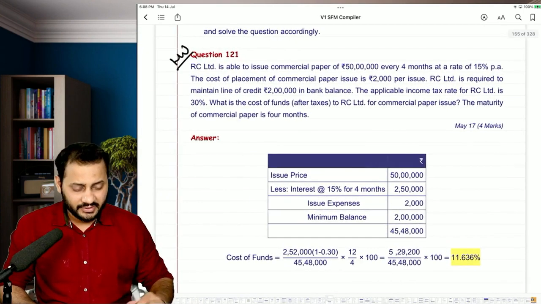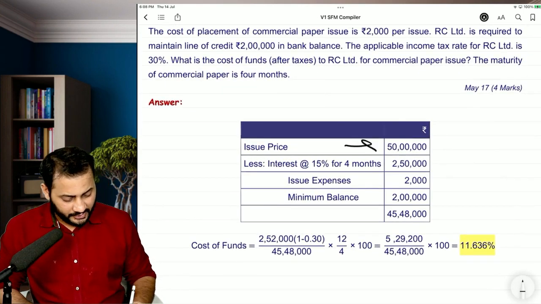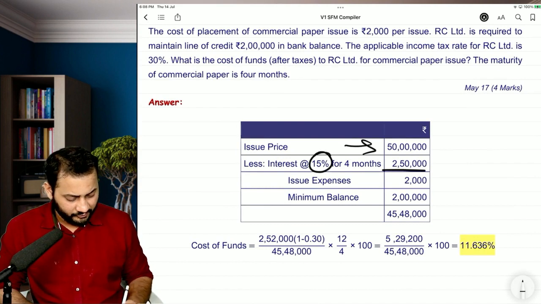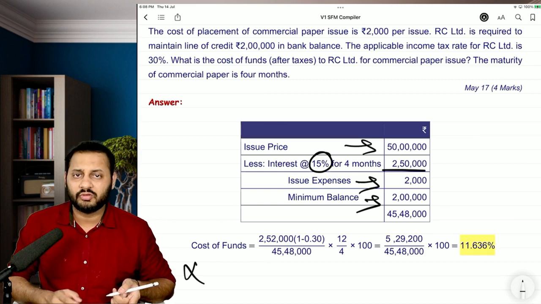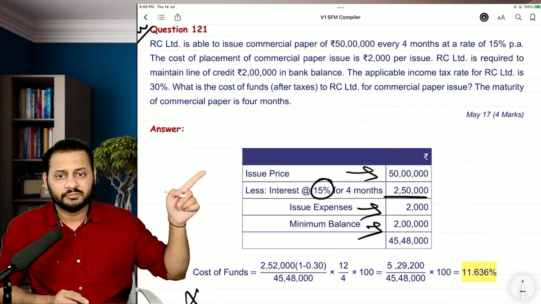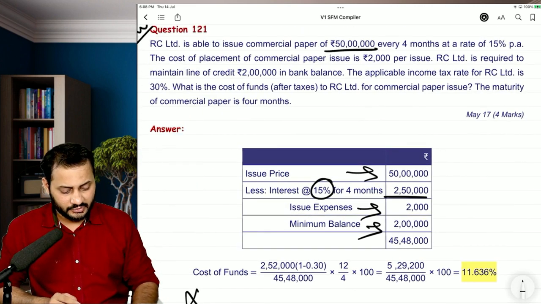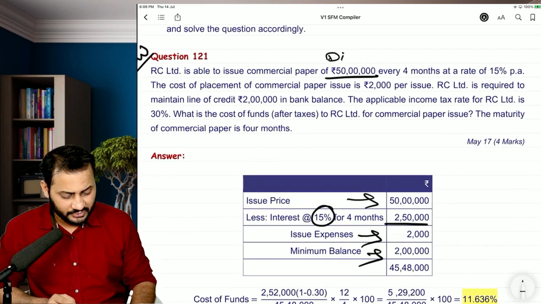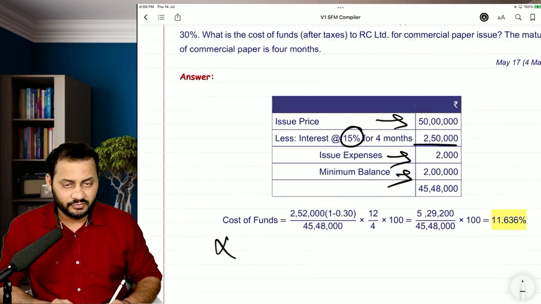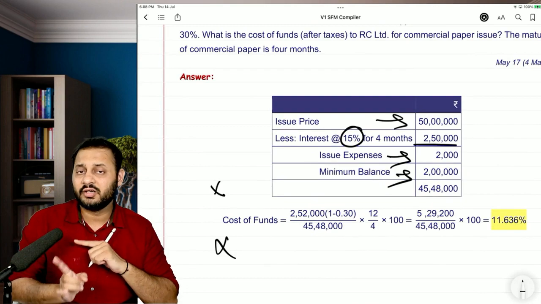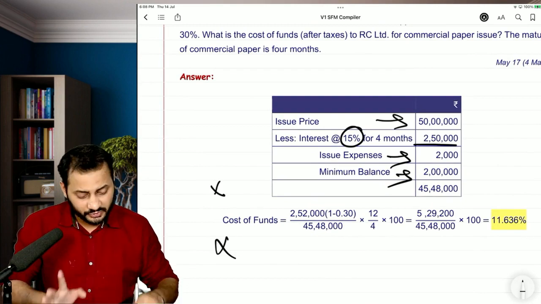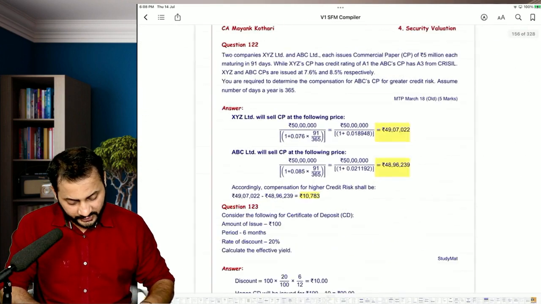Question number 121 is the same thing. See, issue price, interest at 15%, issue expenses, minimum balance. I think this answer will also be wrong. If they are considering 50 lakh as the issue price, you have to consider that the 50 lakh is issued at discount. So this answer will also be wrong. You should write down the alternative answer as you solved it in the previous question. Okay. Question 121 is completed.